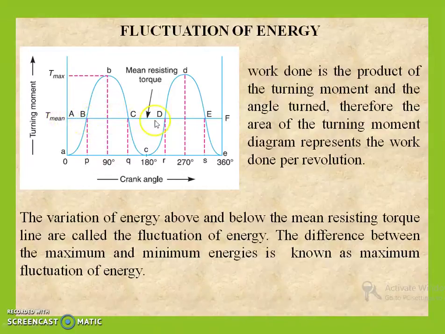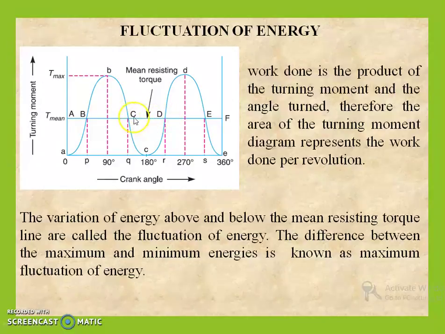So this is T mean, the resisting torque. And this is the maximum torque we are getting, and here it is zero, the minimum value. The work done is a product of the turning moment and the angle turned. Therefore, the area of the turning moment diagram, this area, represents the work done per revolution. Or we can say that this is the energy actually required to overcome this mean resisting torque, but actually we are having an excess energy which is represented by this section, capital B, small b, C.